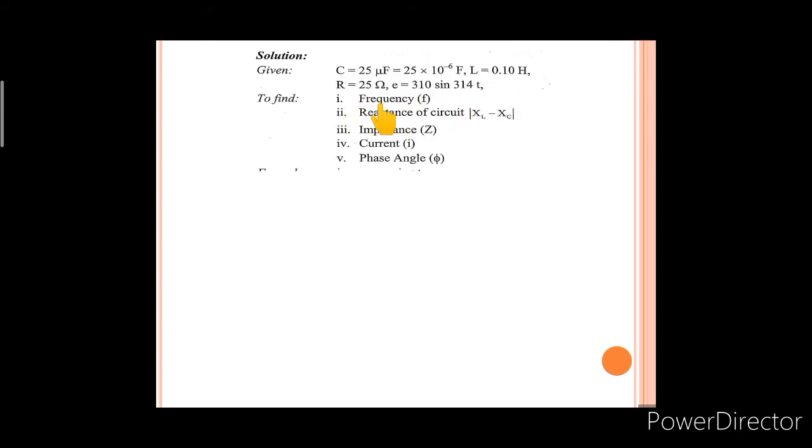Then we have to find out frequency f. Reactance of the circuit is to be determined as magnitude of XL minus XC. Impedance Z we have to calculate. Current I in the circuit we have to calculate, and also the phase angle phi we have to determine there.